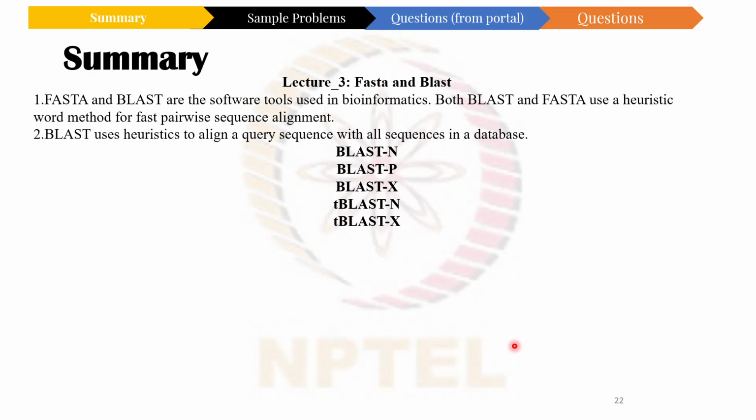And there are different variants of BLAST, such as BLASTN, which compares a nucleotide sequence with nucleotide sequences, BLASTP, which compares protein sequences with protein sequences, and BLASTX, which compares nucleotide sequences against protein sequences. TBLASTN compares protein sequences against the 6-frame translations of nucleotide sequences, and TBLASTX compares the 6-frame translations of nucleotide sequences against protein sequences.